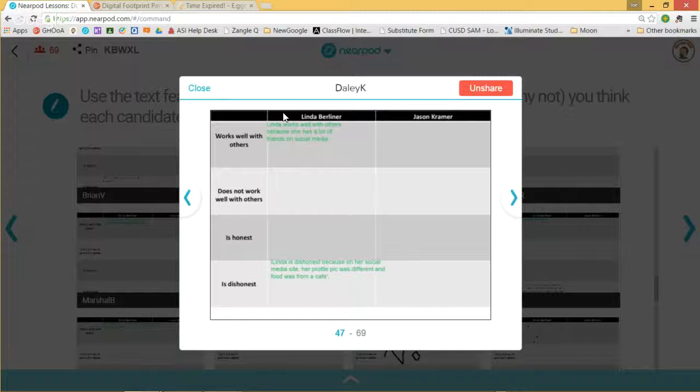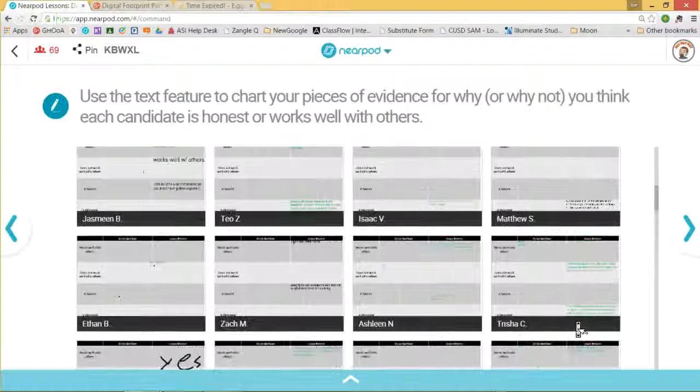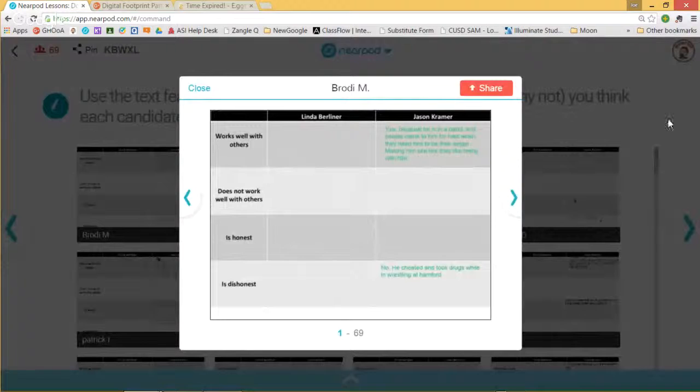Very good. So now let's hear from Mr. Spears' class about Jason. So in Mr. Spears' class, who's pro Jason? Okay, what's your name? Brody at the very top. So Brody is pro Jason right here. And Brody says that Jason is going to work well with others because he's in a band and people came to him for help when they needed a singer, showing that people like to be with him. And then he's dishonest.